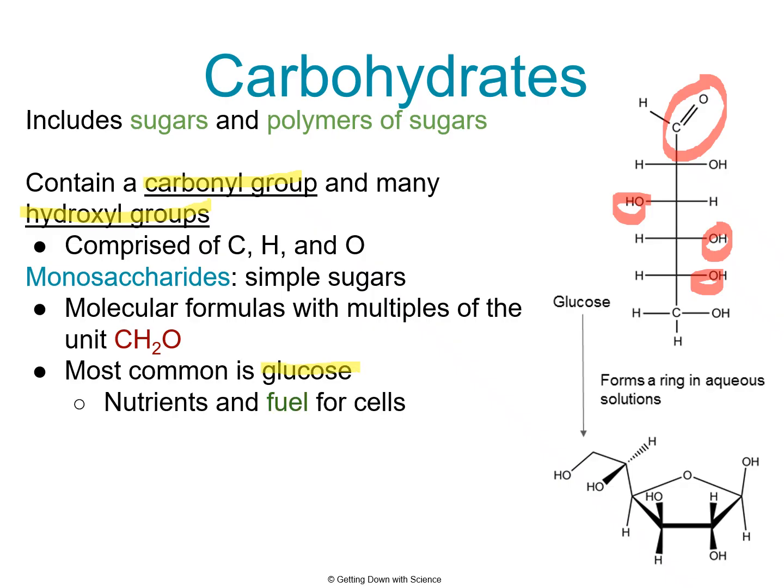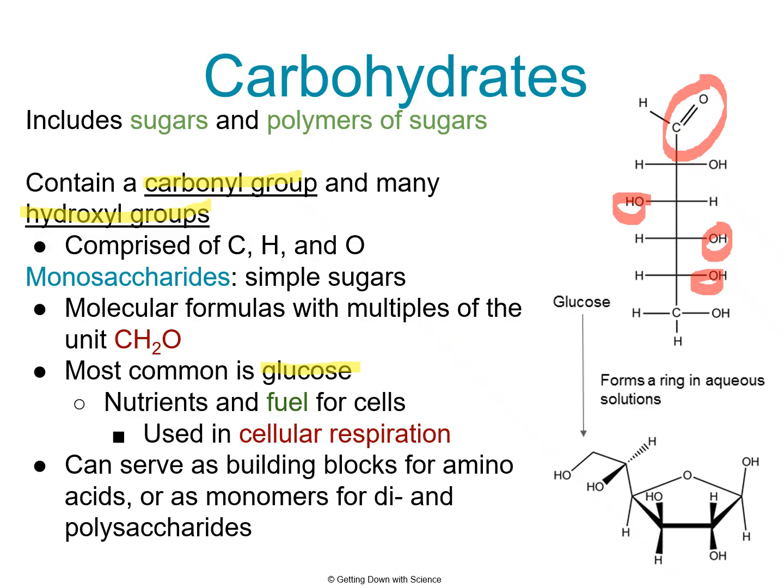It's a simple sugar. And again, remember, we're also trying to determine the function of these macromolecules. What is glucose used for? Glucose is used for fuel. So glucose is the primary molecule that is used in cellular respiration. So during metabolic processes in which energy is needed, glucose is the molecule that is primarily used. It can also serve as building blocks for amino acids or as monomers for disaccharides.